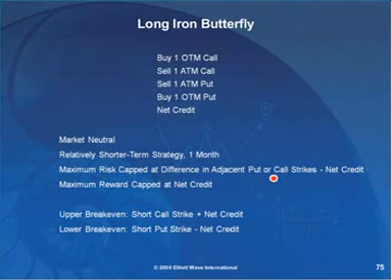And here are the characteristics of setting this up in the long iron butterfly. As I mentioned before, you sell an at-the-money call, an at-the-money put. You buy an out of the money call, buy an out of the money put. It's a net credit. You're market neutral.